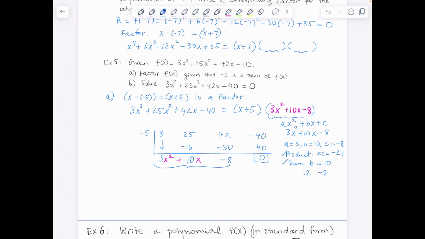So now we are going to rewrite the trinomial 3x squared, rewriting the middle term 10x using the two coefficients 12 and negative 2, so plus 12x minus 2x, and then bring down the constant term minus 8. Now that we have 4 terms, we are going to do factor by grouping.